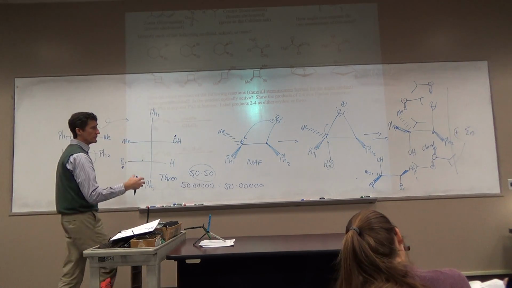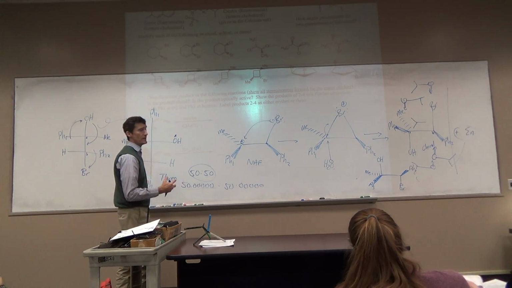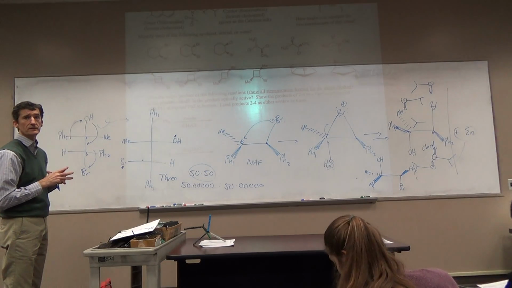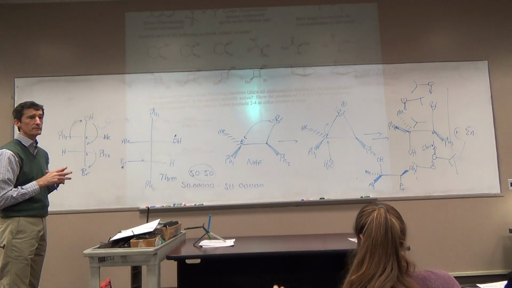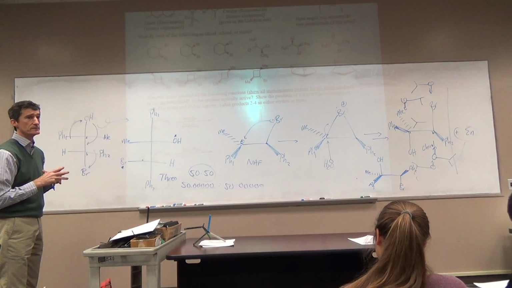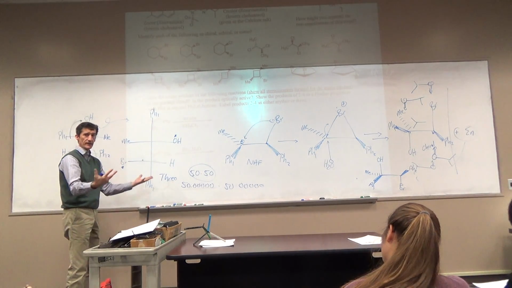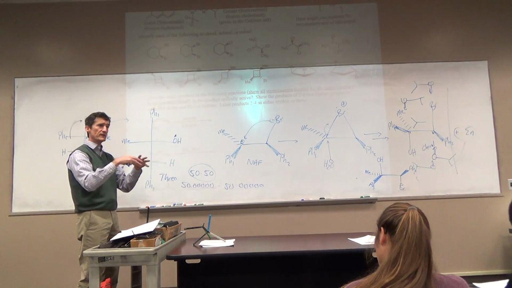Because you get attacked from both sides, you get a racemic mixture. This reaction gives a racemic mixture. So will it be optically active? No, racemic mixtures are not optically active. You've got to be careful about the question. Each individual enantiomer is optically active, but this reaction gives a mixture of the two.